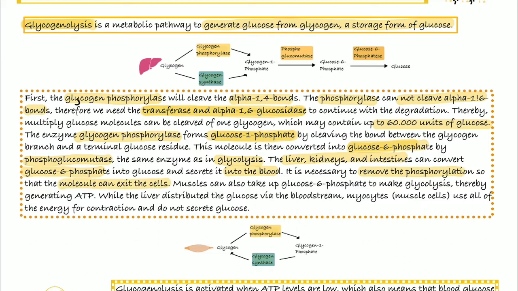Muscles are also capable of taking up glucose 6-phosphate to make glycolysis and generate ATP, but in contrast to the liver, they do not distribute their glucose within the bloodstream, but rather use it for contraction. You can pause the video to take a look at the drawings and the respective enzymes for liver and skeletal muscles if you want to.